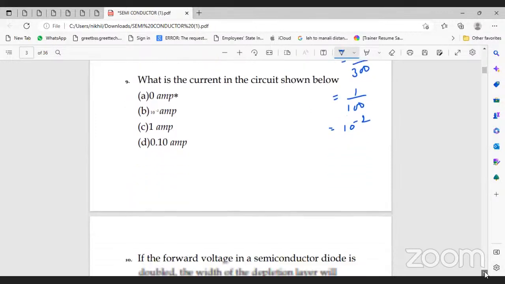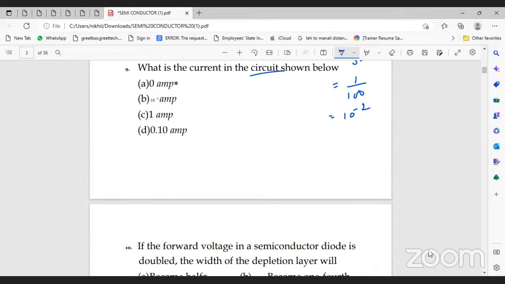Let us skip the next problem because the circuit is missing in this problem.